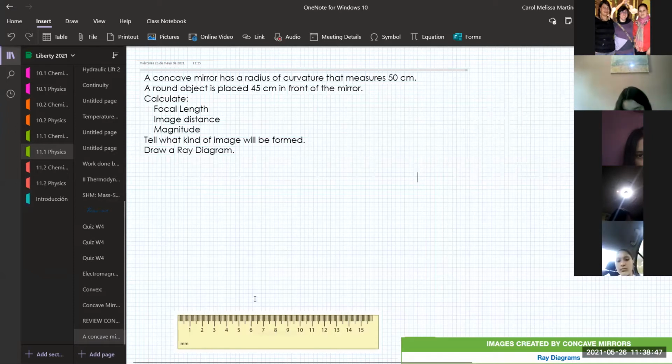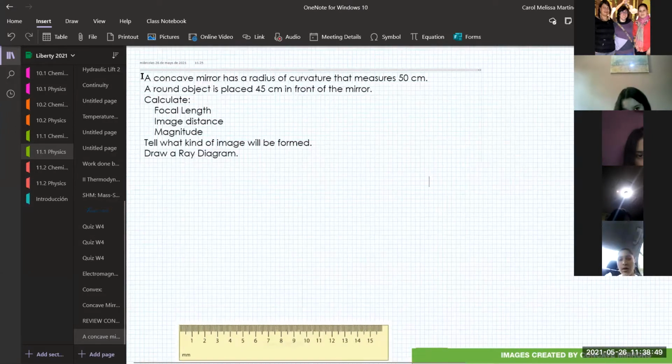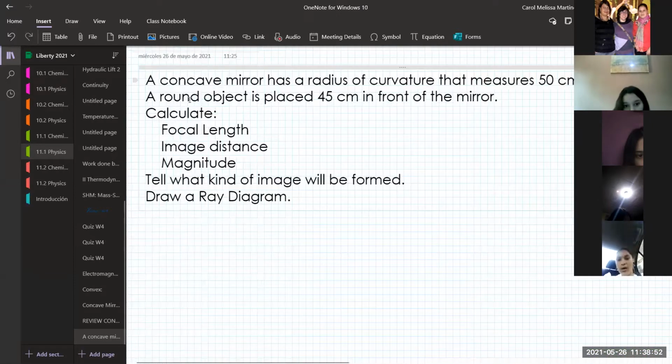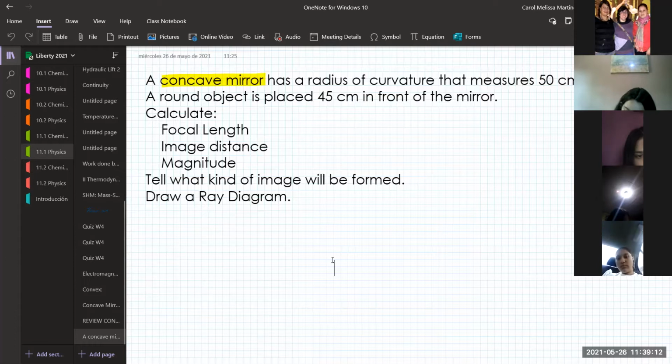First, what we need to do with this kind of exercises is highlight the givens and write everything that is given in this kind of problem. So this concave mirror, that is the first given, okay? They're telling me that the type of mirror that we have is concave mirror, okay? This concave mirror has a radius of curvature that measures 50 centimeters. That is the first given in the problem.